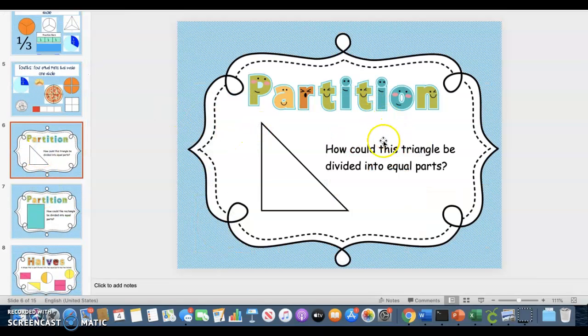So let's practice partitioning. How could this triangle be divided into equal parts? When we're talking about partitioning, we're talking about dividing something up into equal parts. We're making fractions, equal pieces. I think the easiest thing would be to cut it right down the middle and make 2 triangles. Now that's not a super straight line, but I'm doing it on the computer, so I'm just doing the best I can. Try to be neat on your paper. So we made halves: 1 half and another half make a whole.